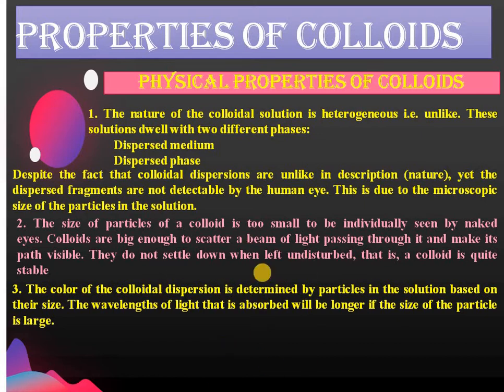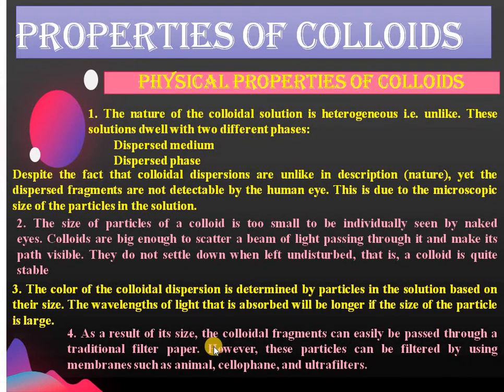So the color of the colloidal dispersion is determined by the particles in a solution based on their size, because their size will define the wavelength of light that is absorbed by them and the light scattered by them. As a result of their size, the colloidal particles can pass through a traditional filter paper. However, these particles can be filtered by using a membrane such as animal cellophane or ultrafilters. They are not easily moved or separated by those membranes.